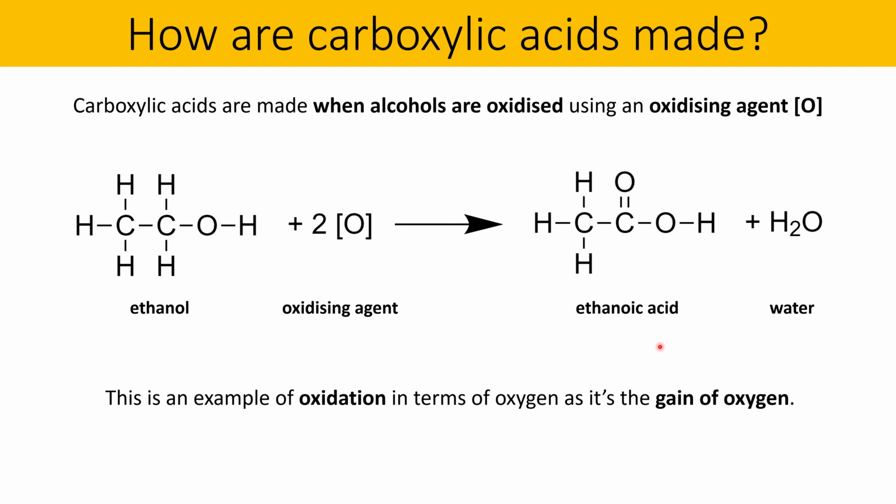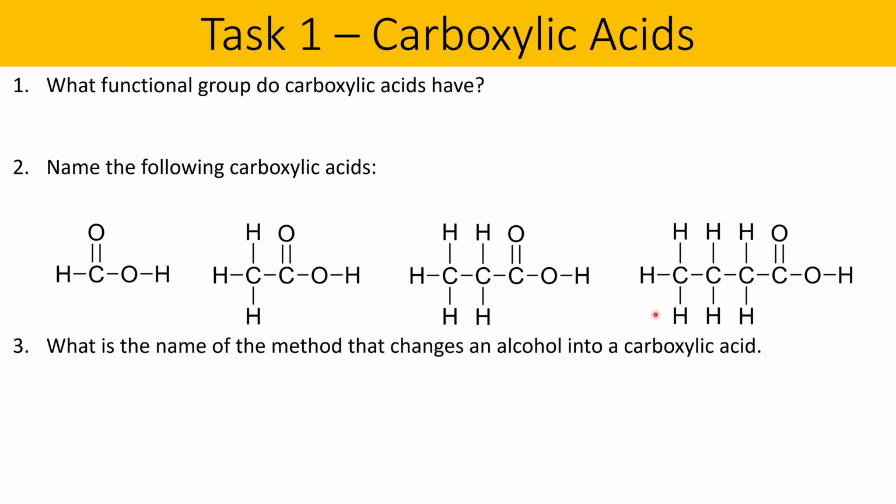So this is an example of oxidation, as I said, because it's the gain of oxygen with respect to our compound here. It's gained oxygen in being converted from an alcohol to a carboxylic acid. Okay, so we've got some questions now on carboxylic acids. There's quite a few of these, not just the ones on this slide.